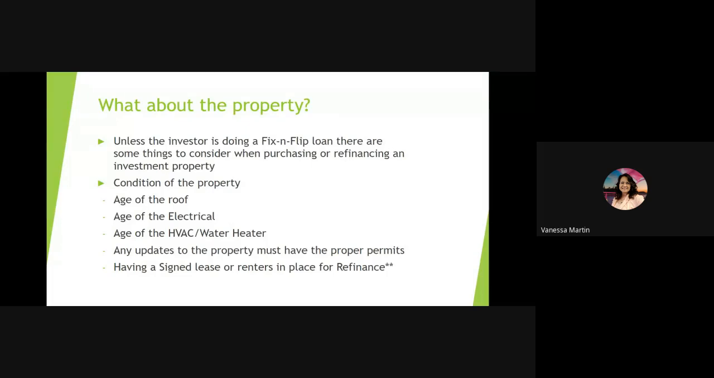Okay. So the condition of the property, they look at the age of the roof. If you have at least 2 years left on the roof, you should be fine. They look at the age of the electrical wiring in the house, the age of the HVAC and the water heater. Any updates to the property, it's so important that you have the proper permits pulled for this property. Especially if it's a refinance and you've done any upgrades to the property, you have to make sure that you have proper permitting done, because when they do the appraisal, they will pull those permits. So that's really important that all of that is done properly.